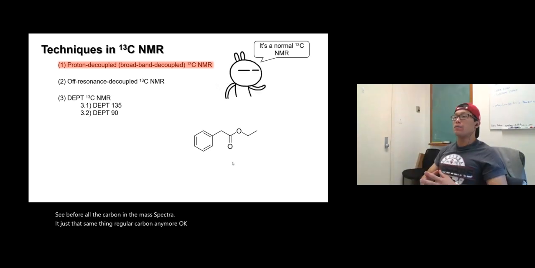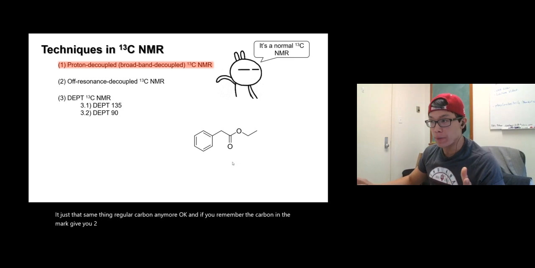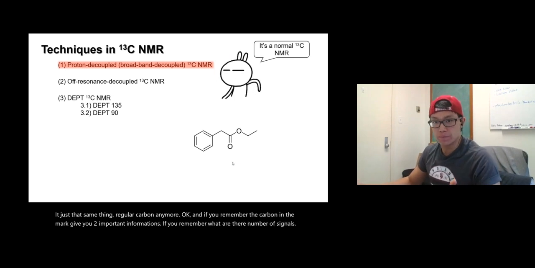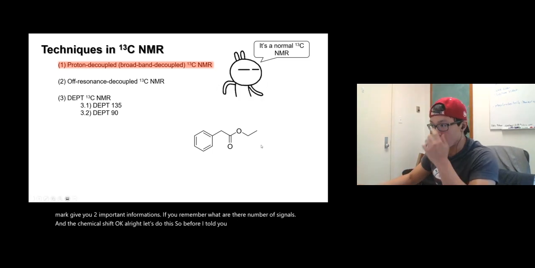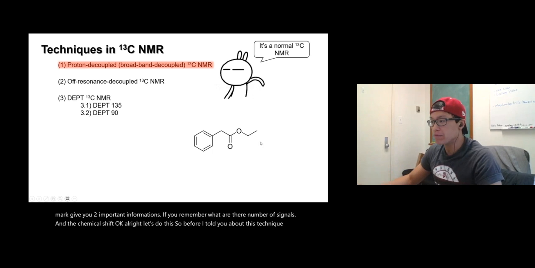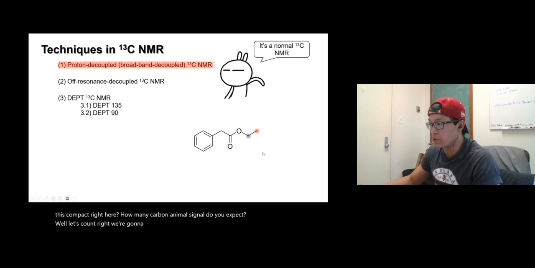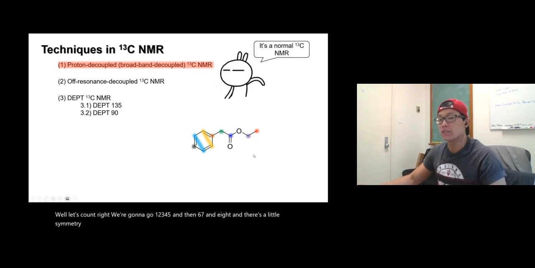Okay, and if you remember, the carbon NMR gives you two important pieces of information. If you remember, what are they? Number of signals and the chemical shift. Okay, all right, let's do this. So before I told you about this technique, this compound right here, how many carbon NMR signals do you expect? Well, let's count. 1, 2, 3, 4, 5, and then 6, 7, and 8. Yeah, there's a little symmetry there. All right, so we expect 8 signals.